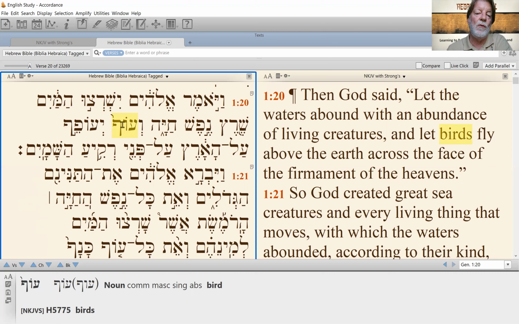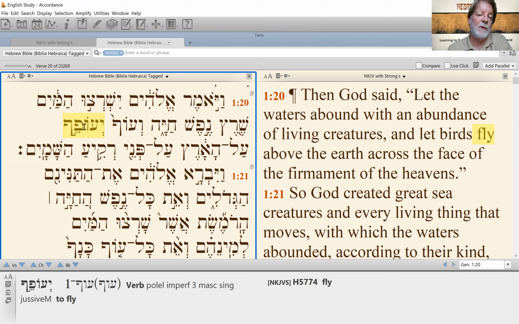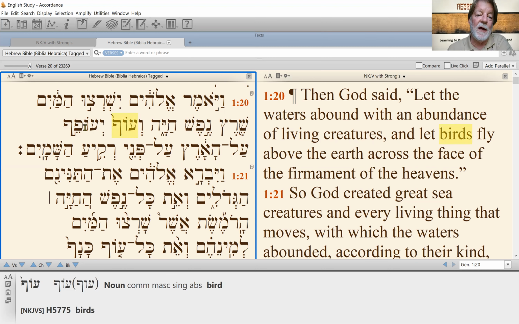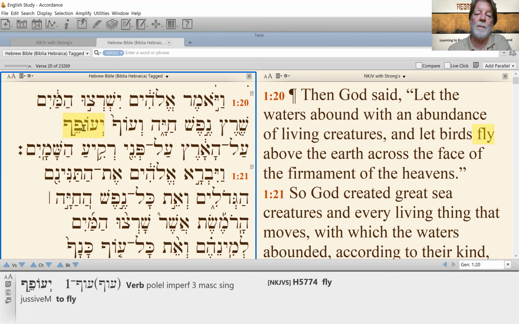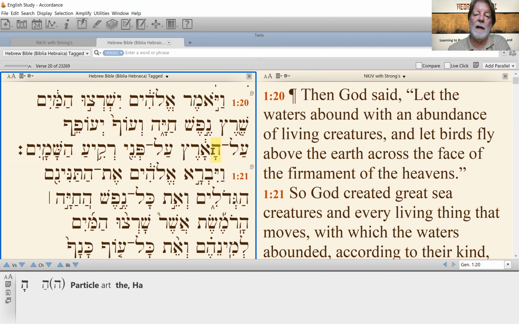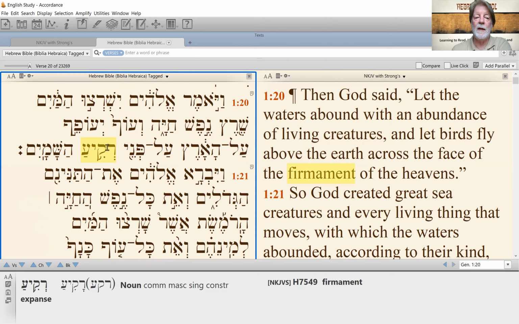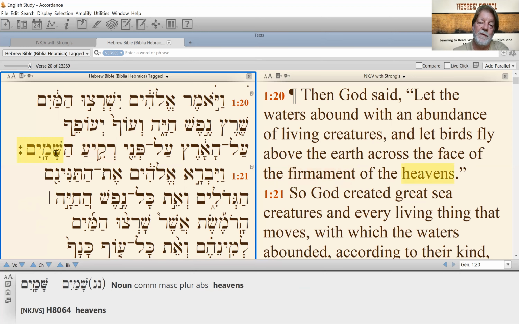Ve, and of. An of is a bird. It's also the word for a creature that has wings. It has to do with wings and flying. Ye'ofef, flying birds. There are some birds that don't fly. These are the flying birds, the ones that swarm in the atmosphere. Al haaretz, upon the earth. Al pnei, upon the face of, rakia. And again, the birds aren't out there where the sun and the moon and the planets and stars are. They are in fact within the rakia hashamayim, of the heavens.